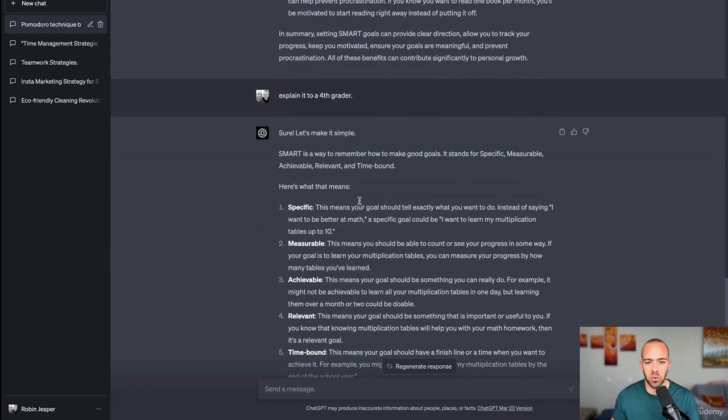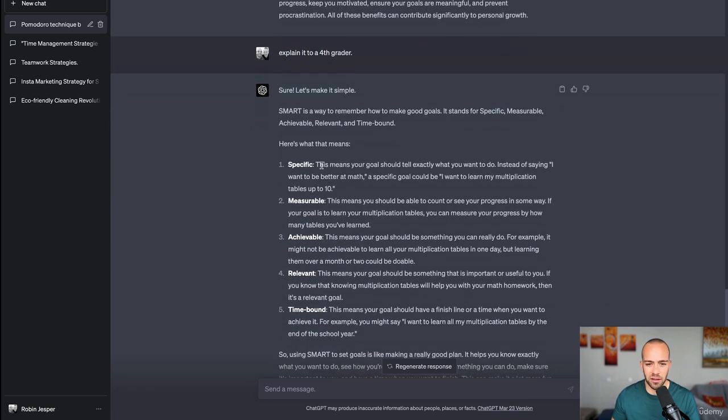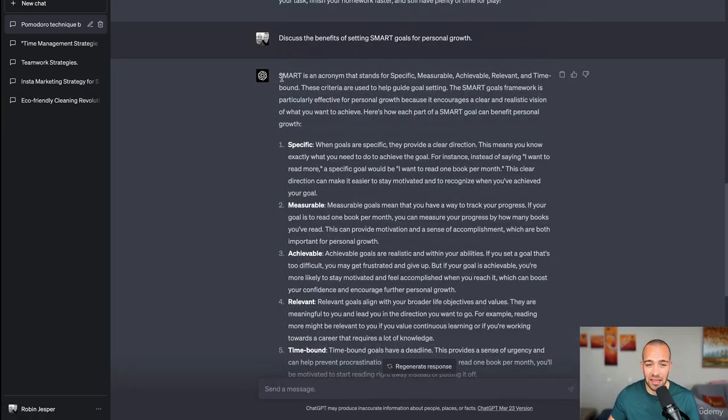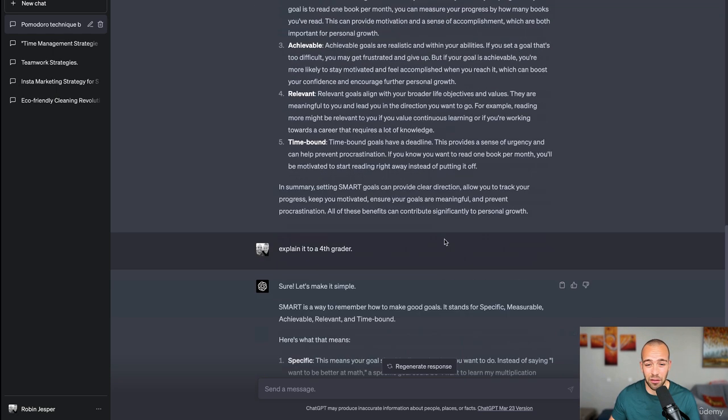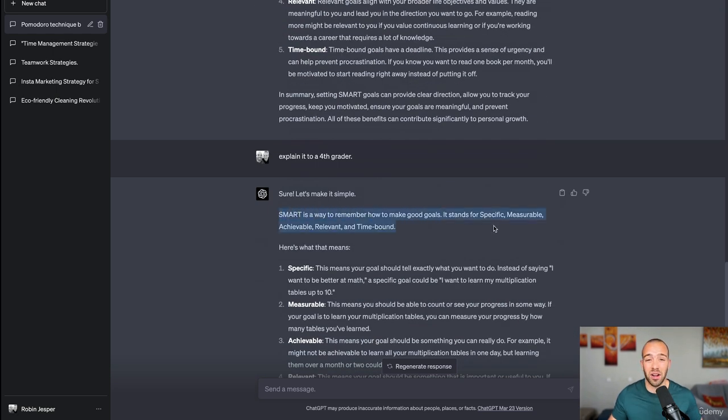Let's have a look at what the prompt "explain it to a fourth grader" would say on specific. So specific, once again, this means your goal should tell exactly what you want to do. Instead of saying "I want to be better at math," a specific goal would be "I want to learn my multiplication tables up to 10." So it was pretty similar here, I would say, but as you can see in the beginning, it's really cutting down all of this text. It's pretty lengthy, I would say, down to just one sentence.